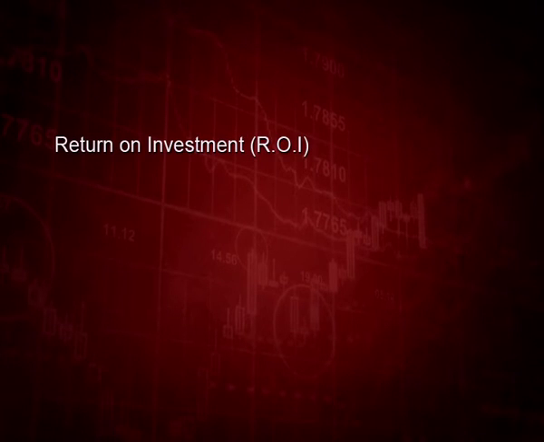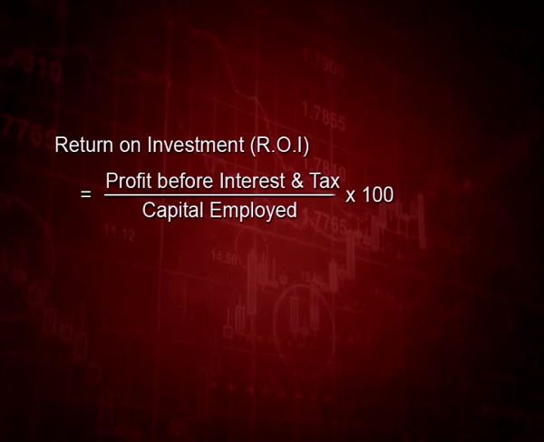Next ratio is return on investment, popularly called ROI, return on investment. The formula is profit before interest and tax divided by capital employed into 100. This ratio reveals the efficiency and the best utilization of money invested by the owners as well as outsiders. We must always see that returns are always more than that interest rate which we are paying to debenture holders and long term loans, etc.